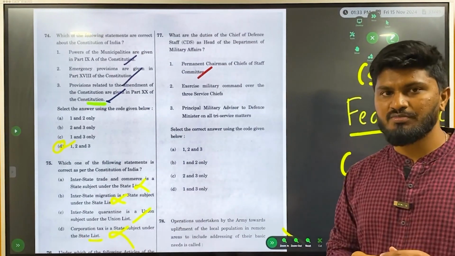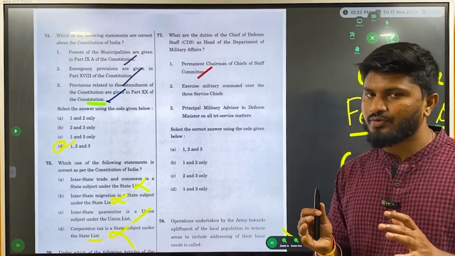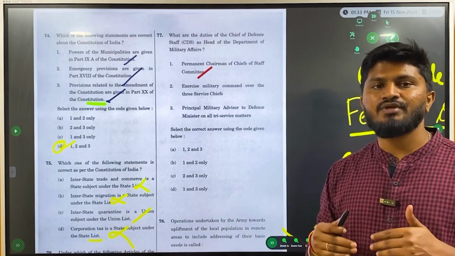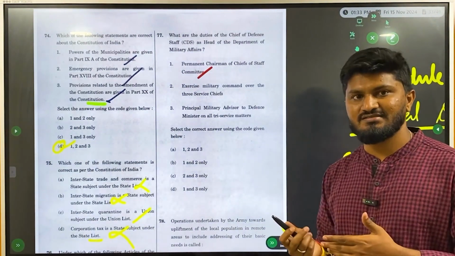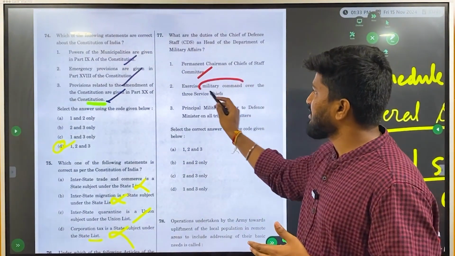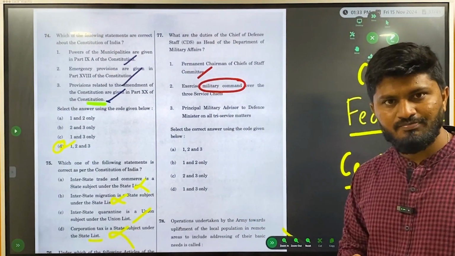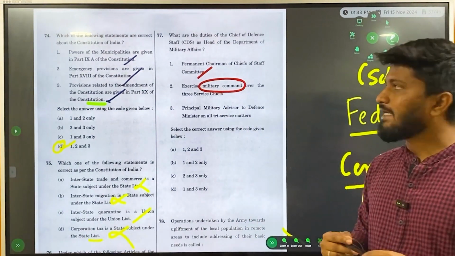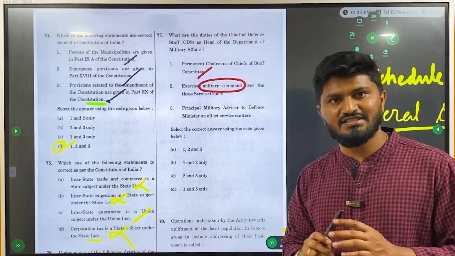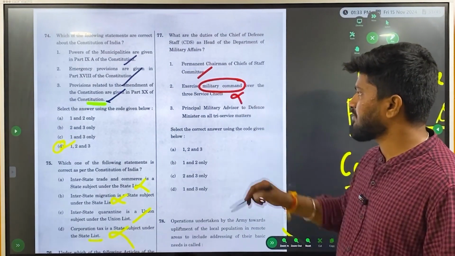Just imagine, use your common sense. He can only provide policy recommendations, he can only give suggestions, but does he have military command over the 3 service chiefs? No, he is only there to help them, to recommend or suggest. So this statement becomes wrong.